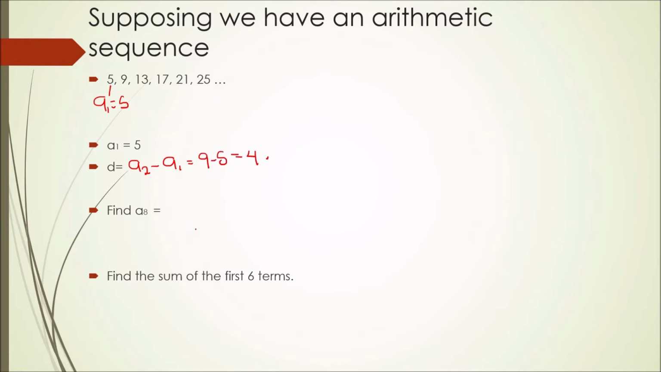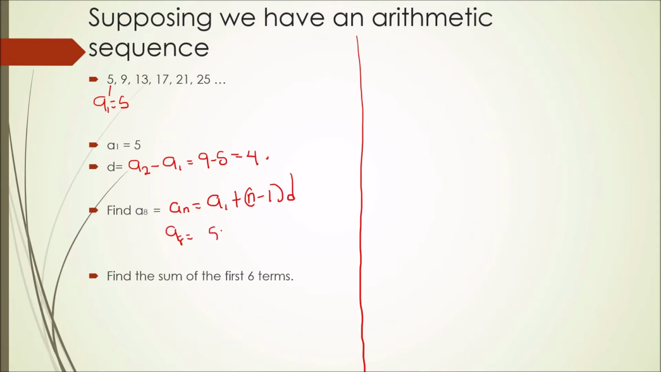Now let's find A8. How do we find A8? Remember the formula: An equals A1 plus (N minus 1) D. So in this case, A8 will be 5 plus (8 minus 1), that's 7, times D. D is 4, so we have 5 plus 28. Our A8 is 33. And I'm even more sure because you can see they're all odd numbers.